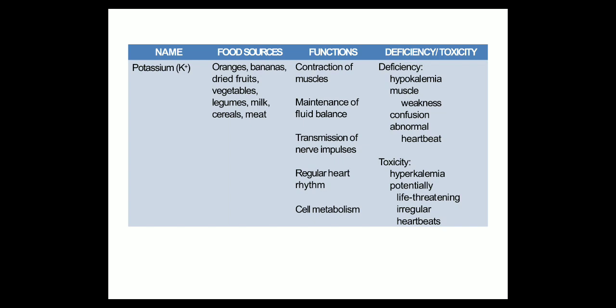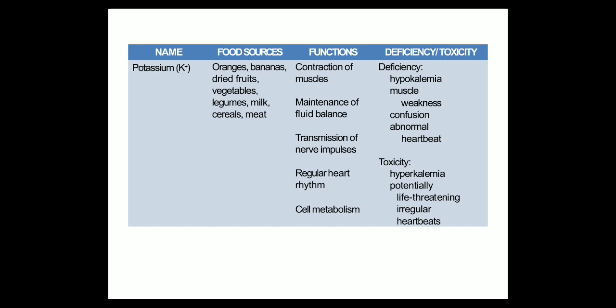The food sources are oranges, bananas, dry fruits, vegetables, legumes, milk, cereals, meat. Let's see the functions. First of all, it will help for contraction of muscles, human muscles. Secondly, maintenance of fluid balance. Third, transmission of nerve impulses. Fourth, regular heart rhythm. And last one, it will help for cell metabolism.